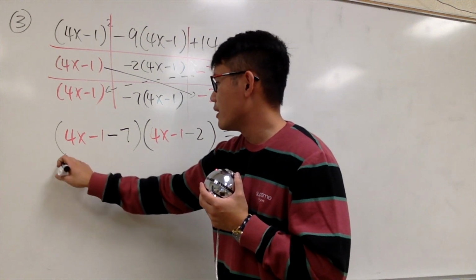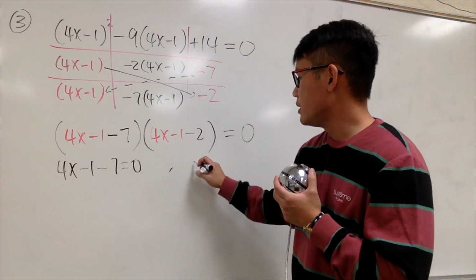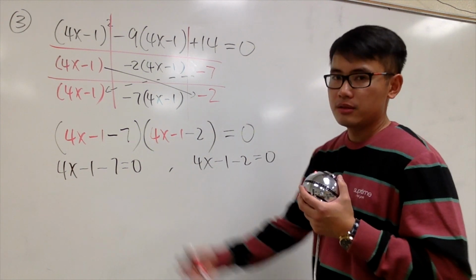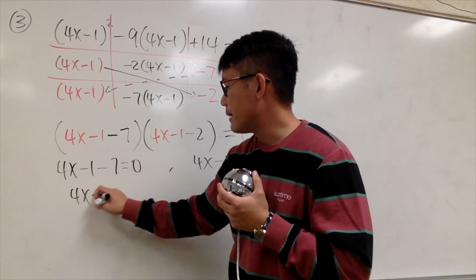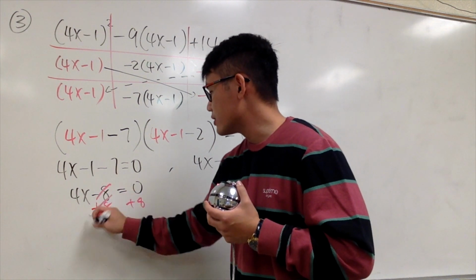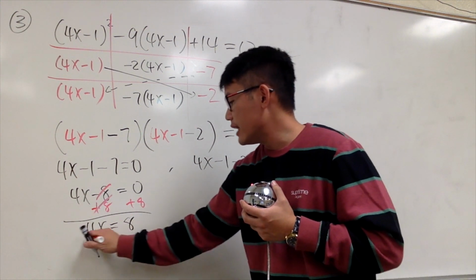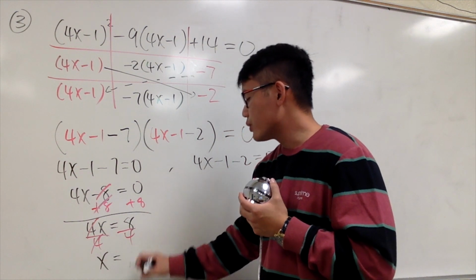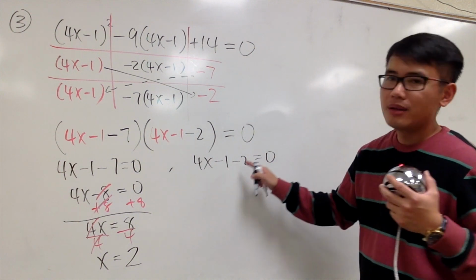Let's look at the first one. 4x minus 1 minus 7 is equal to 0. And the second one is going to be 4x minus 1 minus 2 equals 0. So let's do this quickly. Minus 1 minus 7 is minus 8. So we have 4x minus 8 equals 0. Let me add 8 on both sides so that they cancel. And then we will have 4x is equal to 0 plus 8. Of course, it's 8. And then we divide both sides by 4 so that we get the x by itself. First answer, x is equal to 8 divided by 4. We have 2.